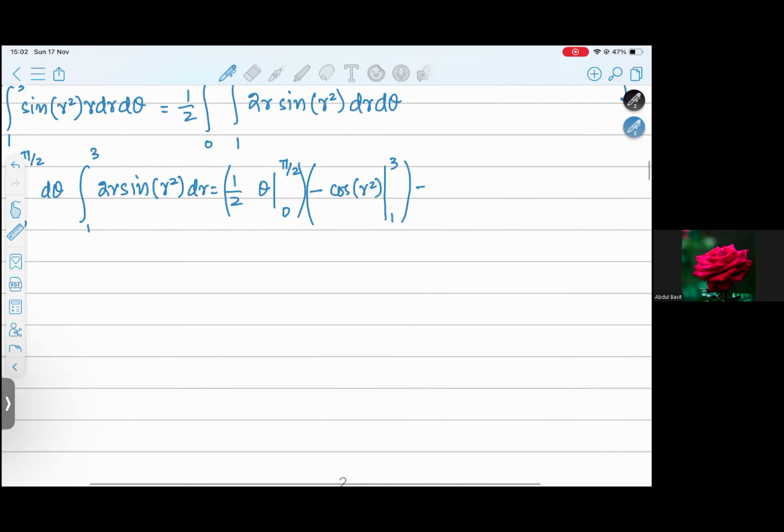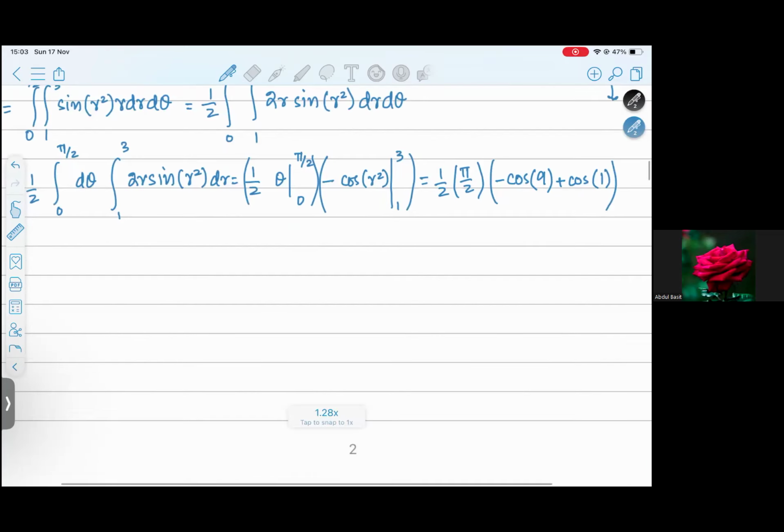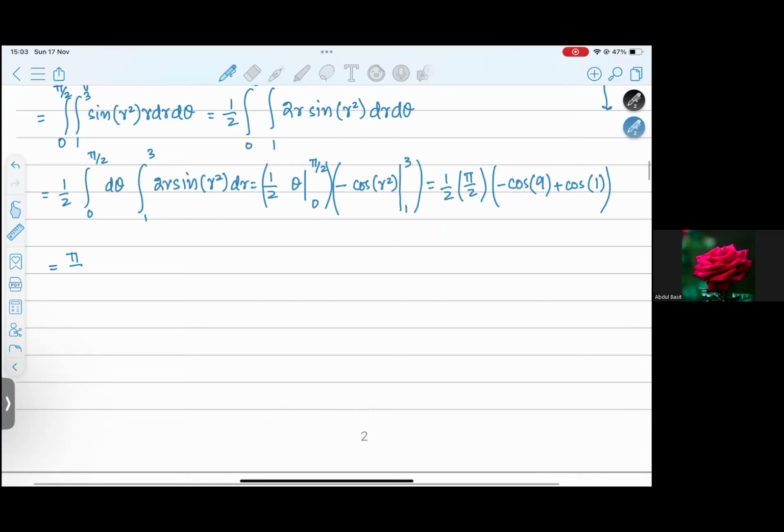Okay, if I plug in theta is equal to pi by 2, I get pi over 2, and if I plug in theta is equal to 0, I get 0, so I'm ignoring 0. Times, if I plug in r is equal to 3, I get minus cos of 9. Negative times negative will make it a positive, and if I plug in r is equal to 1, I'm getting cos of 1. Okay, so the final answer I'm getting is pi over 4 times cos of 1 minus cos of 9.